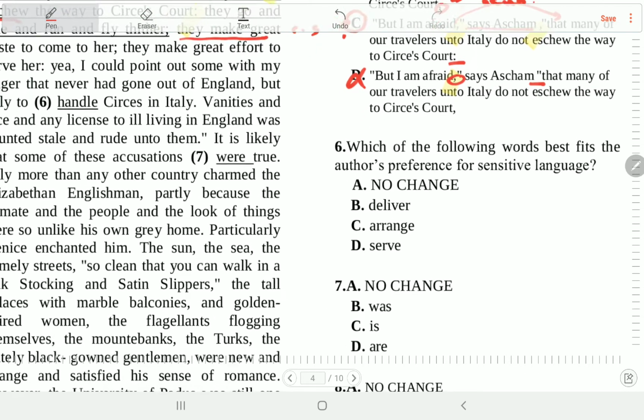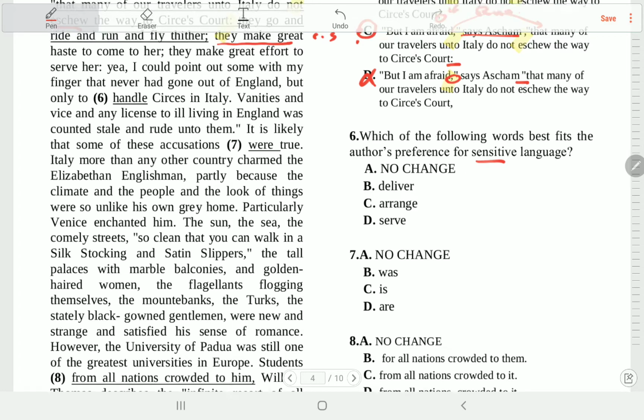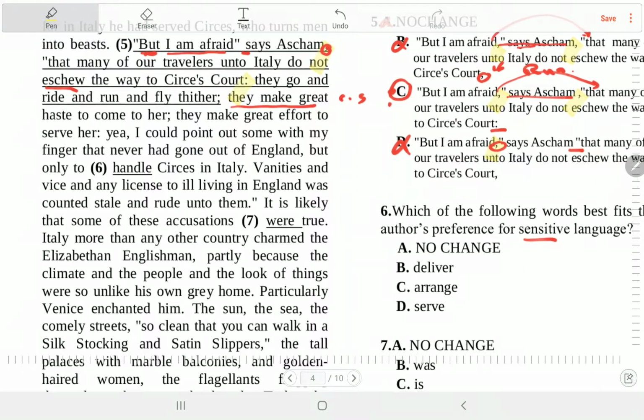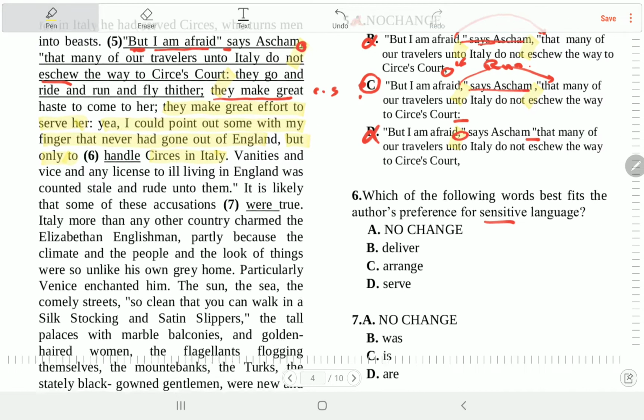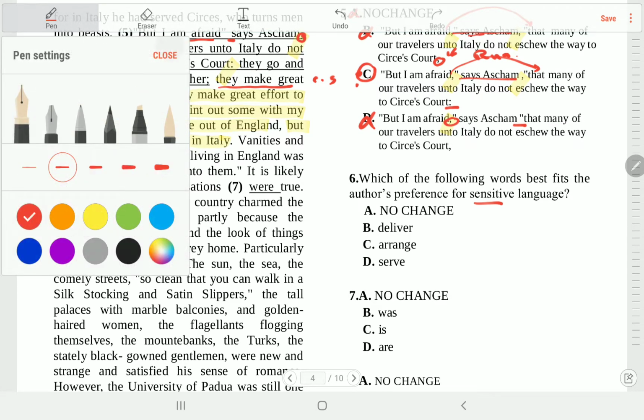Okay, number 6. Which of the following words best fits the author's preference of sensitive language? قلنا تاني sensitive language go to the accurate read وشوف which word here fits. Okay, that's right. Okay, so they make great effort to serve her. مين دي اللي هي Circe. Okay, and then yeah, I could point out some with my finger that never had gone out of England. Okay, but only 2 Circes in England, in Italy. To handle Circes, deliver Circe, arrange Circe, or serve Circe.